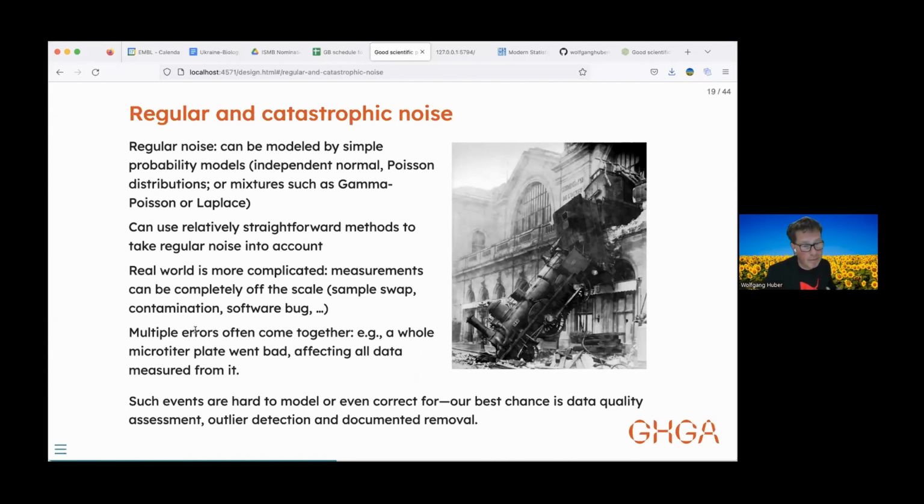Another thing is that multiple errors often come together. We know this very well from everyday life: something goes wrong, and it often goes wrong together, in concert. For instance, errors don't always occur sporadically. For instance, the whole microtiter plate can go bad at the same time.